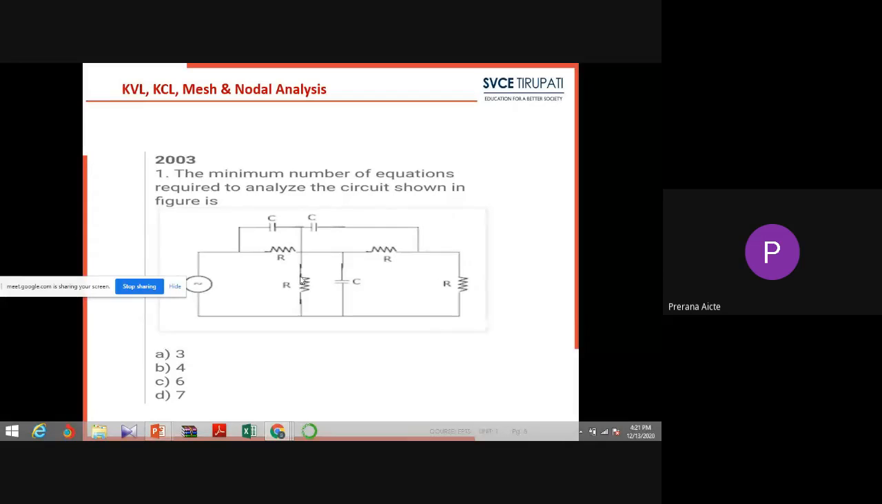Can you observe how many loops are there here? See here, this is one, two, three, and this one is also four. Yes or no? These are the same thing, I will show you.